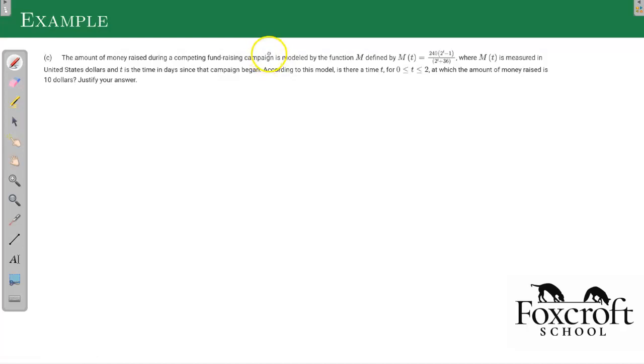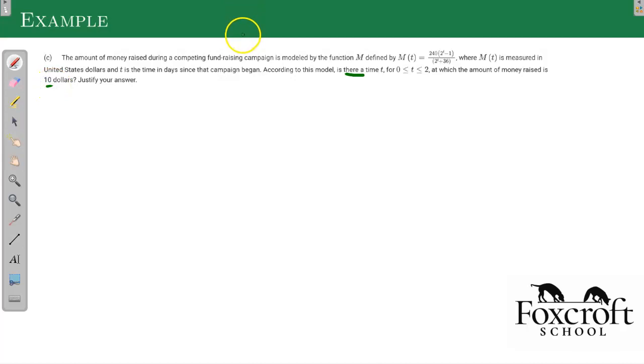All right, so this would be a free response type question. The amount of money raised during a competing fundraising campaign. So this is part C. So in A, I was talking about a different one. It is modeled by this function where m of t is measured in blah, blah, blah. According to this model, is there a time t at which the amount of money raised is $10?